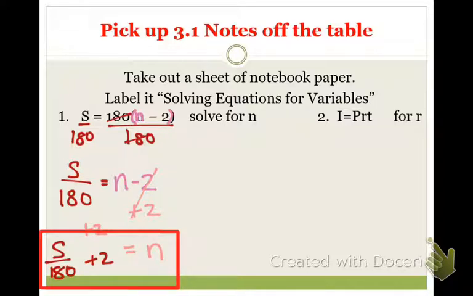Number 2, I equals PRT. This is actually an interest formula. Interest equals principal times rate times time. We're going to solve for R.